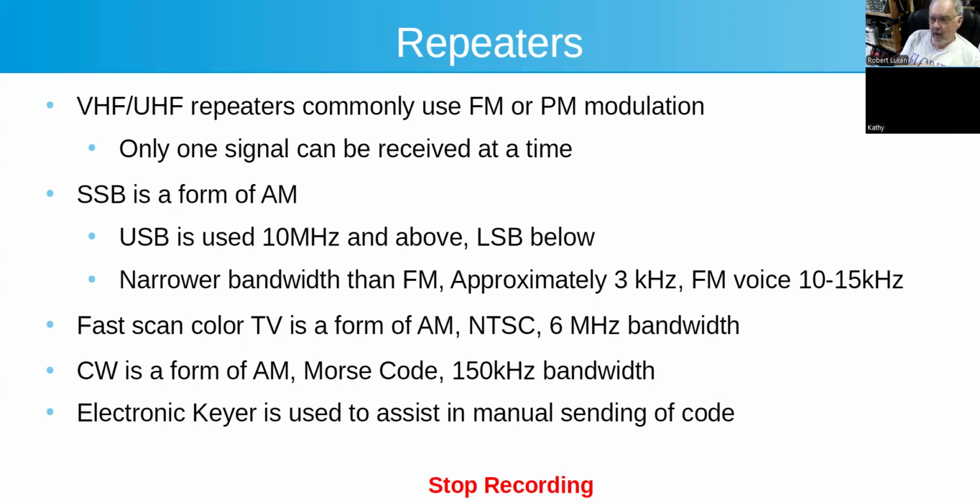There's also fast scan color TV, which a lot of amateurs use, which is also another form of amplitude modulation. It used to be called NTSC, based on the National Television Standards Committee, and it used a 6 megahertz bandwidth for the TV image. They also used broadcast FM for the sound. So old broadcast TV had very good audio.